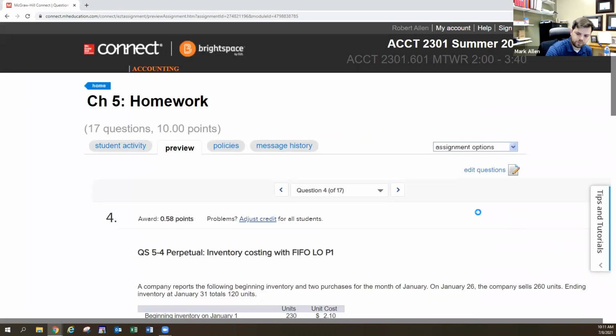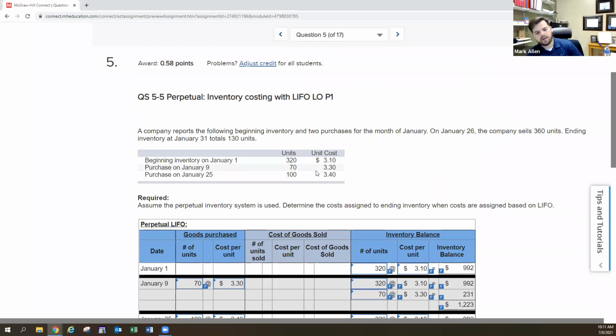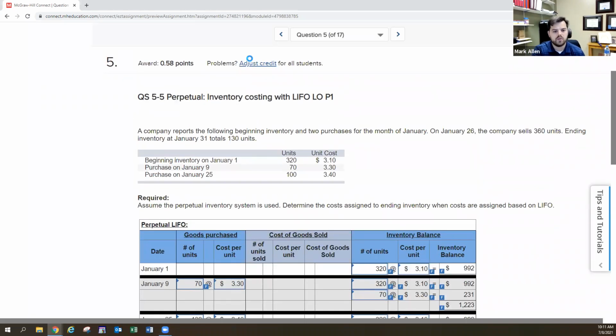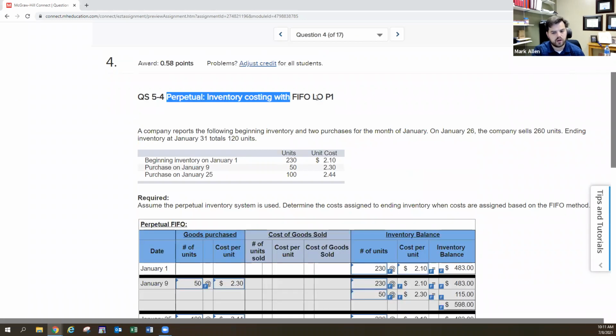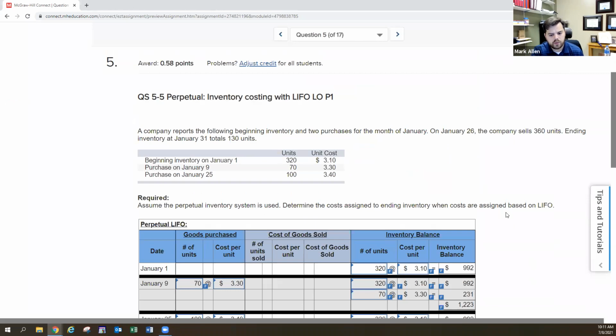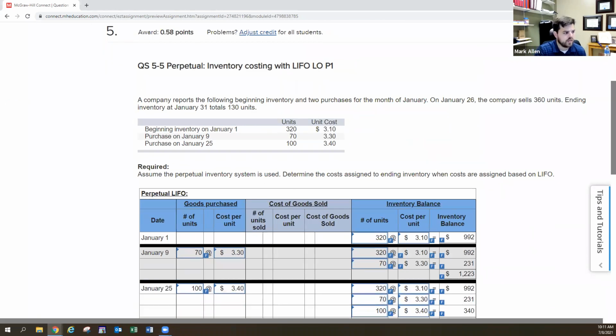Very good. Now, for the next one, we're looking at perpetual inventory costing with LIFO. So notice here, what we just did was perpetual inventory costing with FIFO, so that was first in, first out. Now we're going to work a very similar question, but using LIFO.